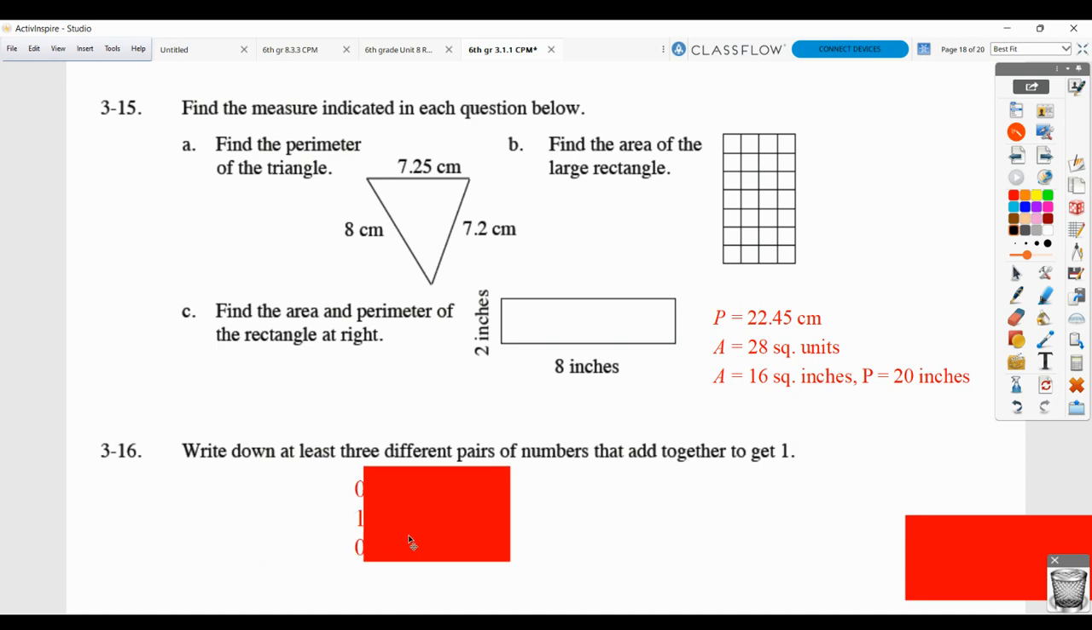For 316, there's a lot of different pairs of numbers that'll add together to give us 1. They said to write down at least 3. I went with a decimal, 5 tenths plus 5 tenths equals 1. Fractions, 1/4 plus 3/4 equals 1. Another decimal, 2 tenths plus 8 tenths equals 1. And of course, there's many, many, many more.